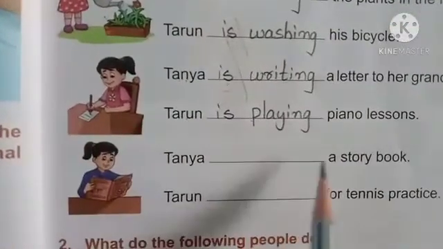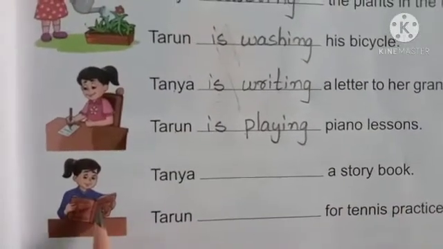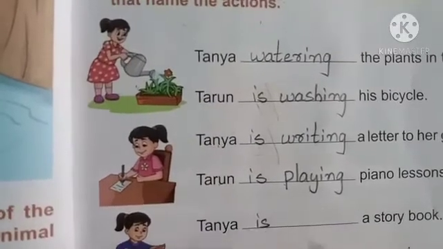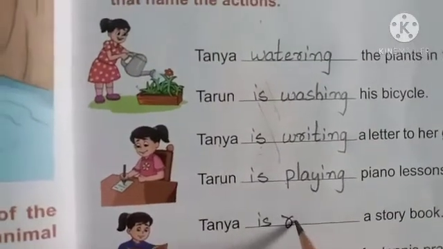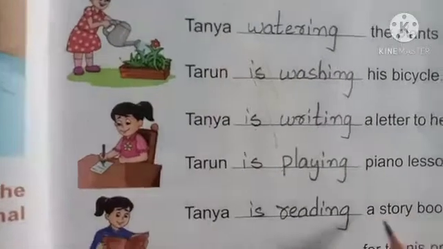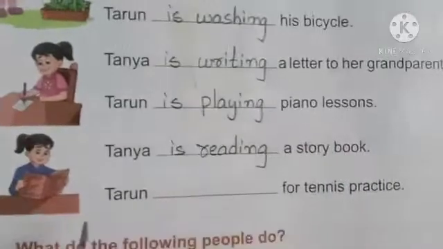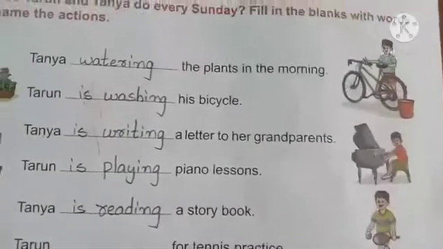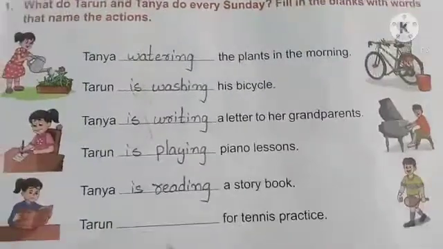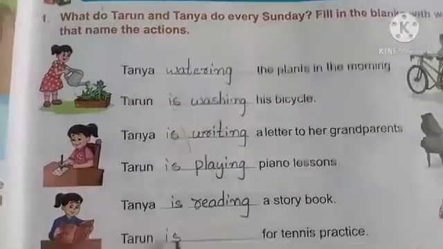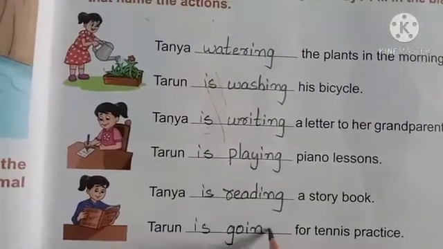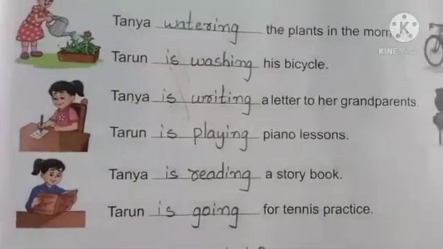Tanya dash a story book. What is she doing? She is reading, right? Exactly. Tanya is reading a story book. Next, Tarun dash for tennis practice. What is he doing? He's going, no? Yes. So we have to write Tarun is going. Is. G-O-I-N-G, going for tennis practice.